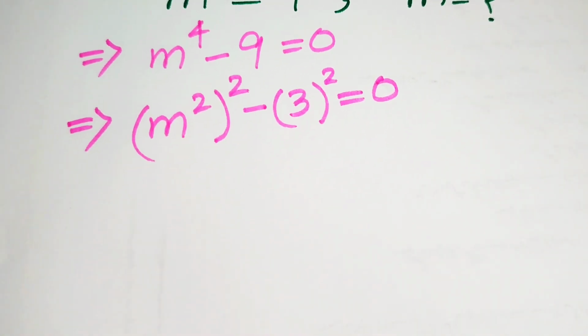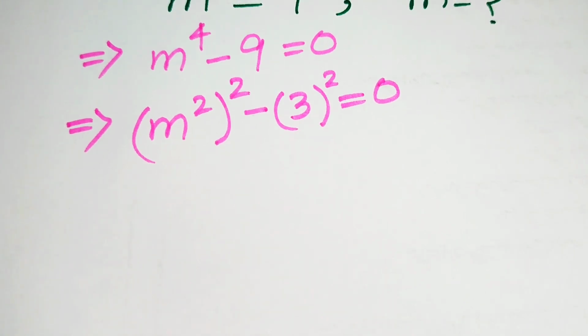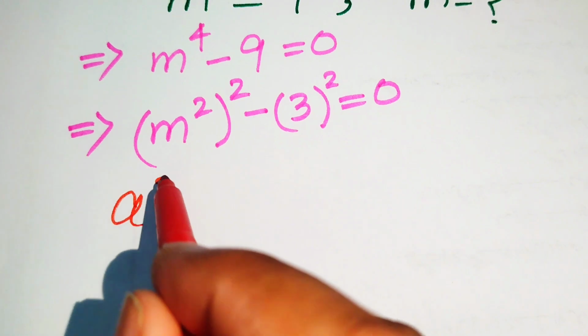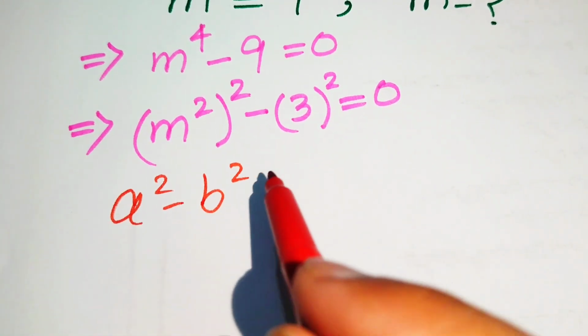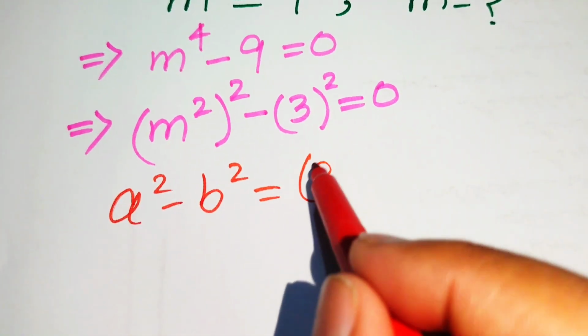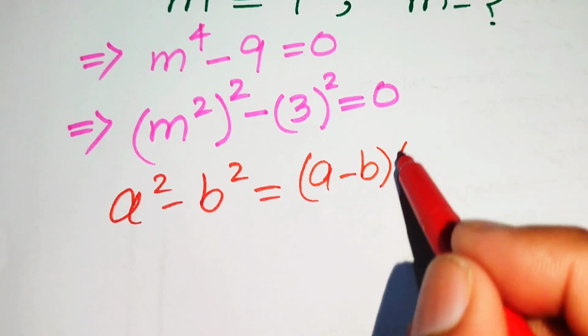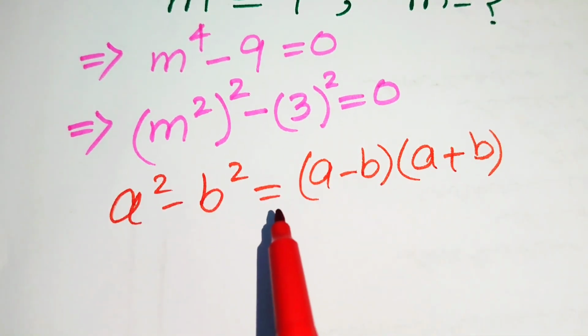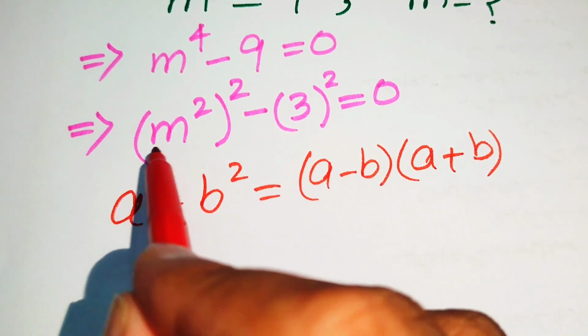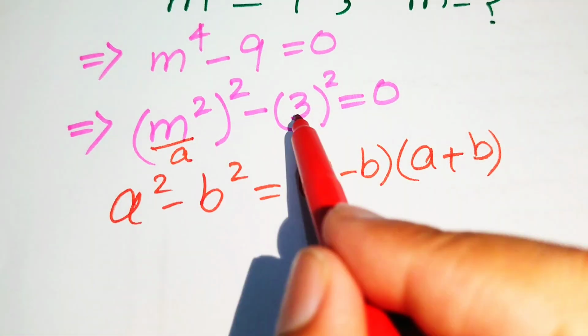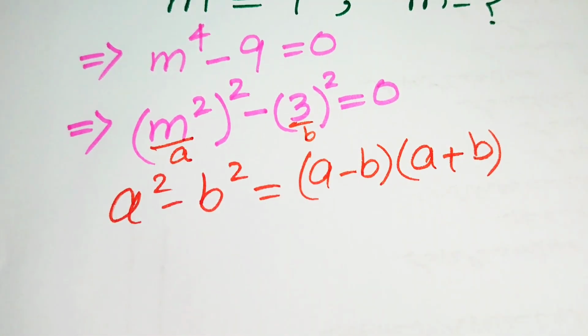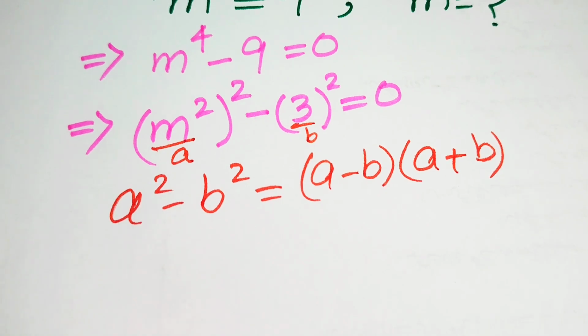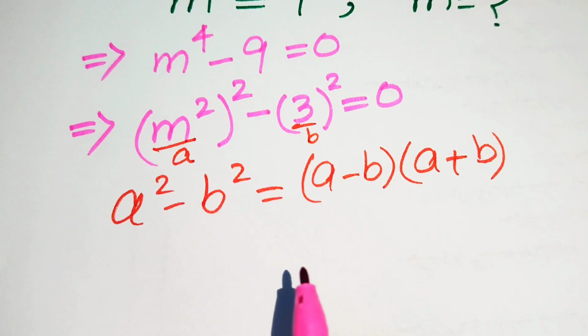After that we have a nice square identity. We know that a square minus b square equals a minus b times a plus b. So we use this identity, and in this question the value of a is m square and the value of b is 3. Now we substitute these two values of a and b in the formula.